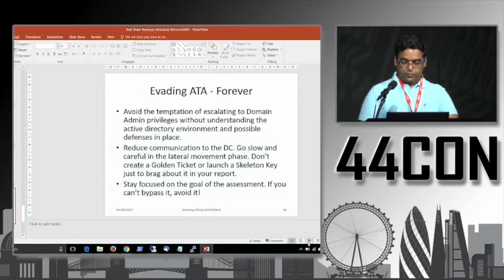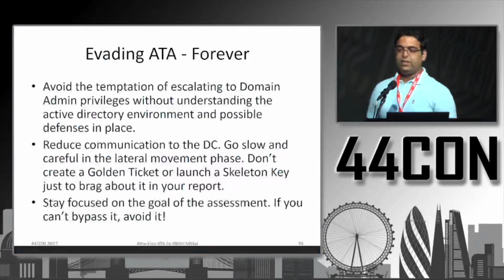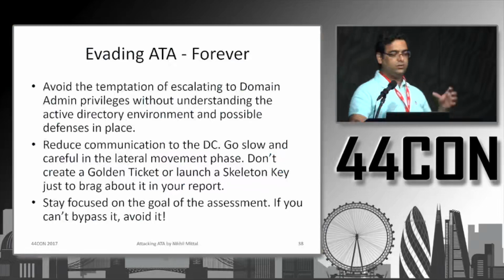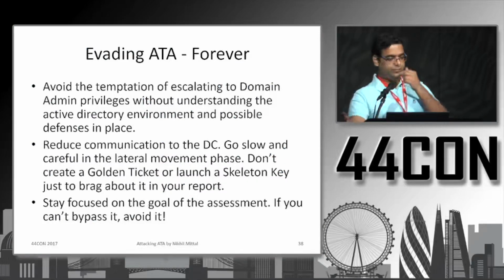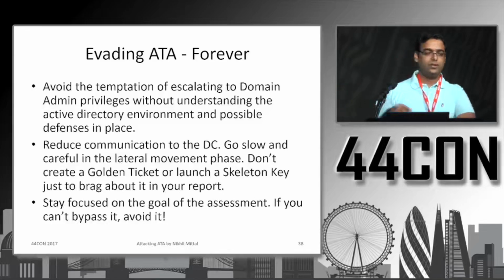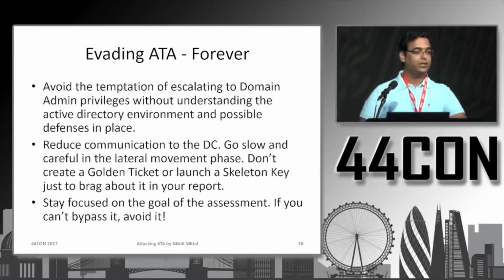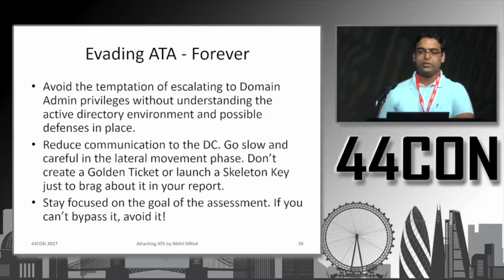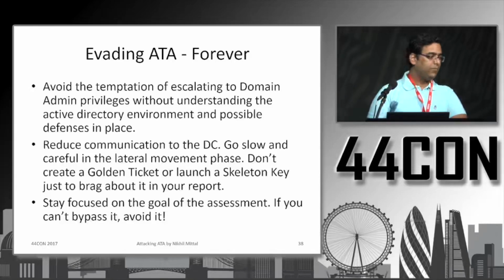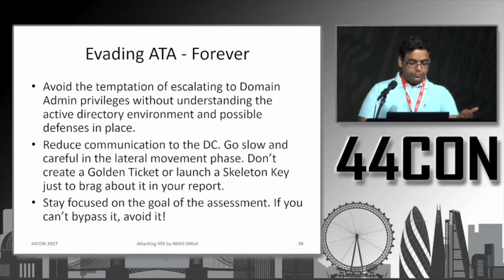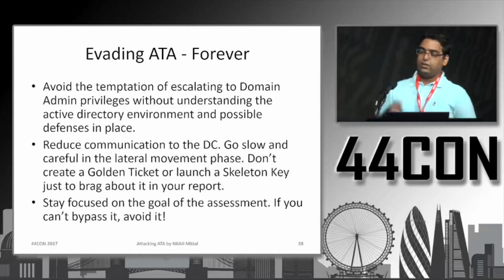So avoid unnecessarily going after DA. Before going for the lowest hanging fruit, which all of us have been taught, just think for a moment: is it really the lowest hanging fruit, or is it a honey token, which you can, of course, enumerate by, for example, looking at the last logon time of a user and similar attributes? Yep, that's about the evasion part.